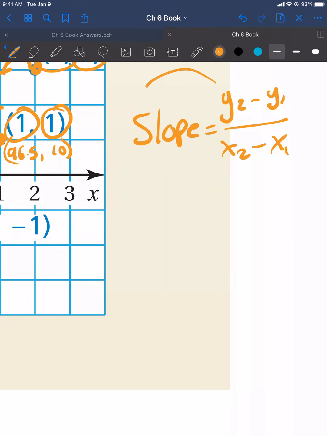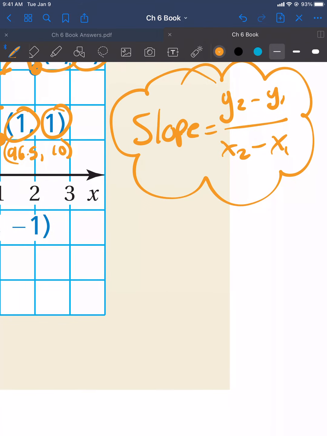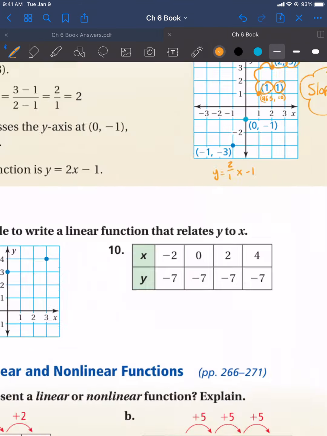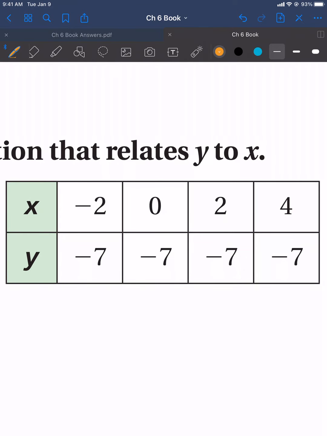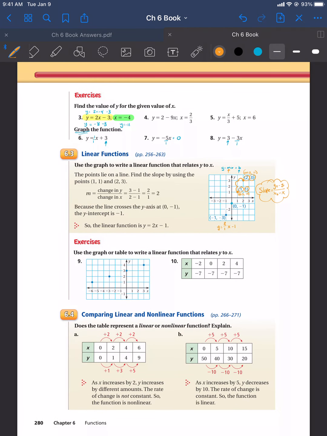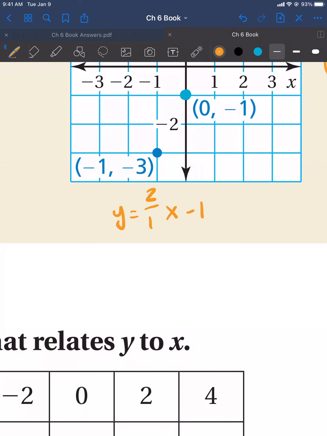If you forget this formula, you're going to be in a world of hurt because sometimes they're going to give you a table like this and say find the slope. And you don't want to graph that, right? You don't have to graph it. I'll show you in a second, okay? Okay, so here would be our answer.